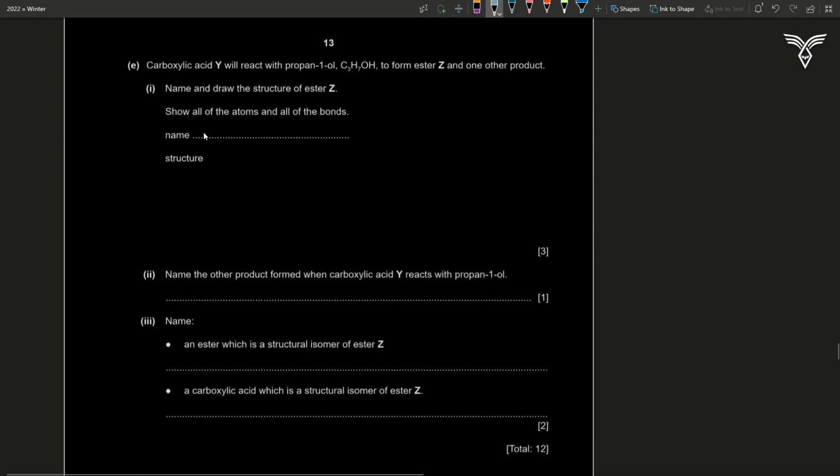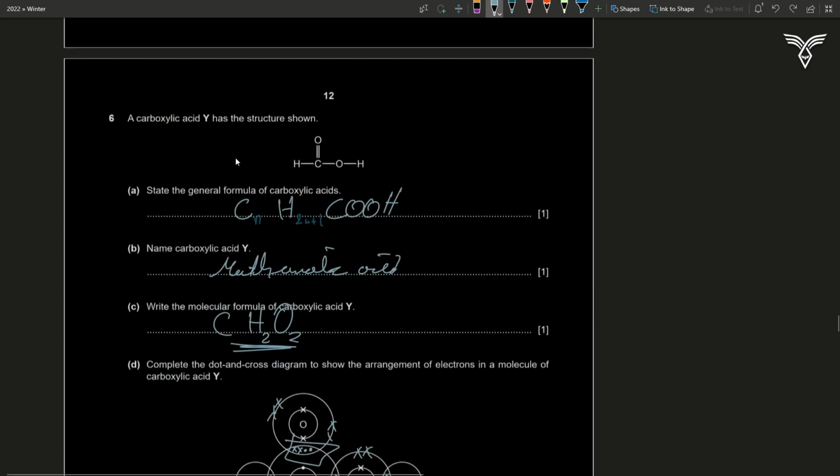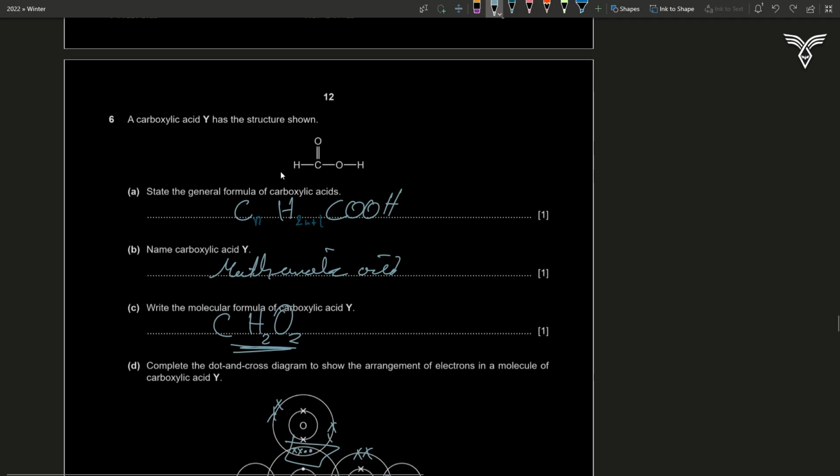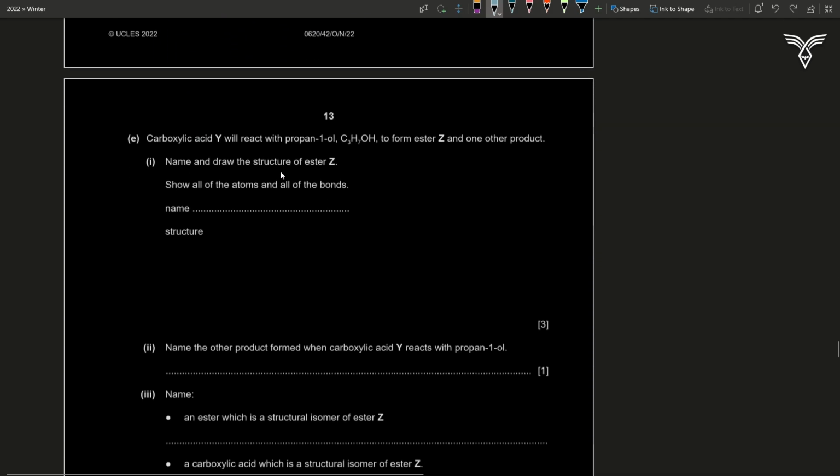Next question. Part E carboxylic acid Y will react with propan 1-ol to form an ester Z and one other product. ماشي. Name and draw the structure of ester Z. Show all of the atoms and all of the bonds. Provide its name and structure. ماشي. هو carboxylic acid Y كان ايه؟ carboxylic acid Y كان methanoic acid. طيب أنا دلوقتي عندي carboxylic acid اللي هو الميثانويك acid وعندي an alcohol اللي هو propan 1-ol يعملوا form الأستر.